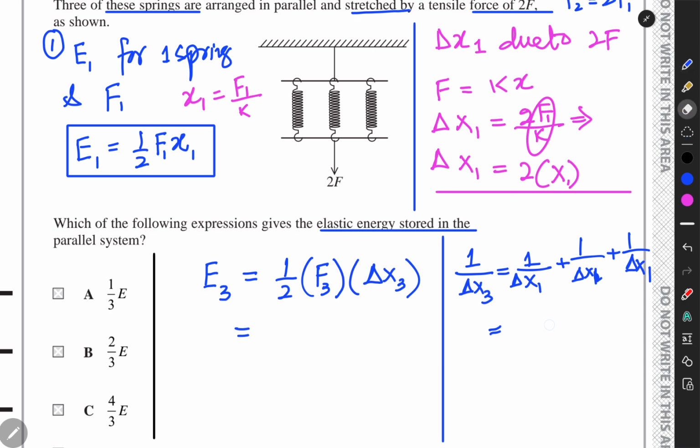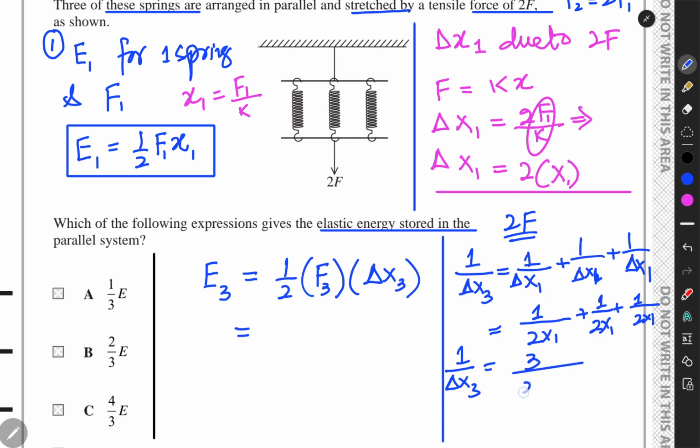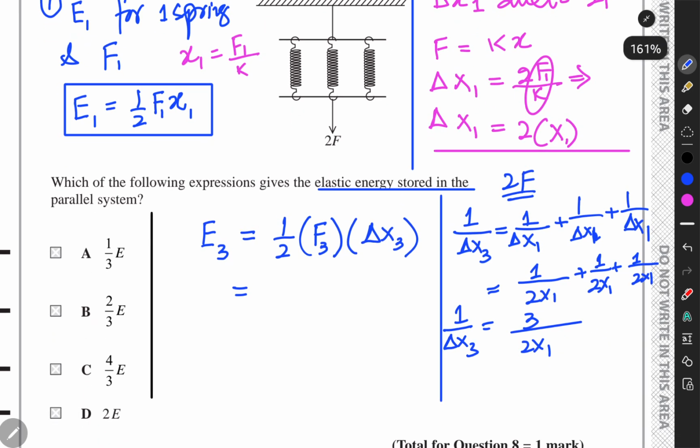One more thing which is very important, I will plug in that value. Due to 2F force, the extension will be 1 upon 2 times x1 plus 1 upon 2 times x1 plus 1 upon 2 times x1. So that extension will be solved in this way. It would become 3 divided by 2 times the extension of spring 1. So here we go, the extension in 3 springs due to 2F force in a parallel combination will be equal to 2 by 3 of x1.